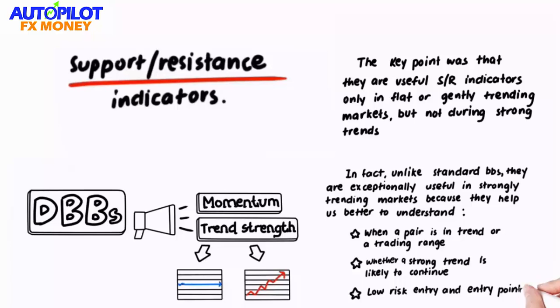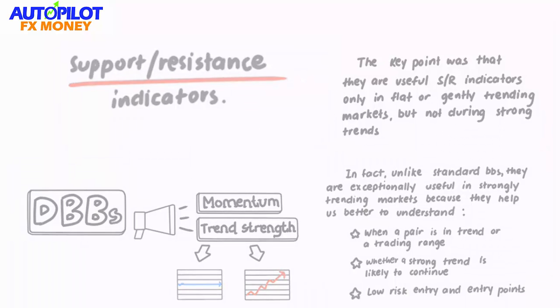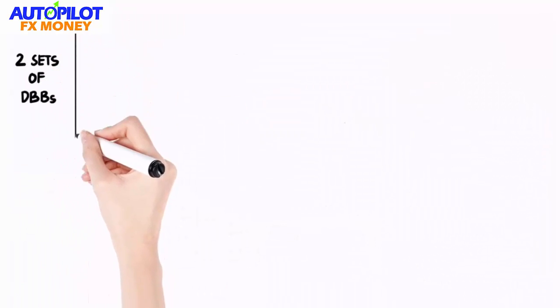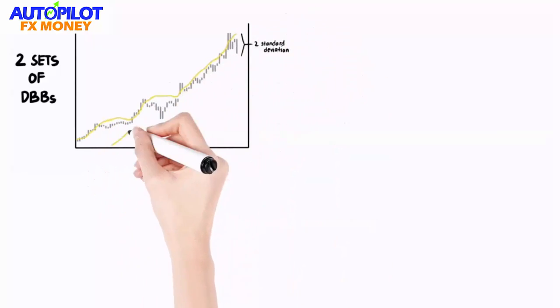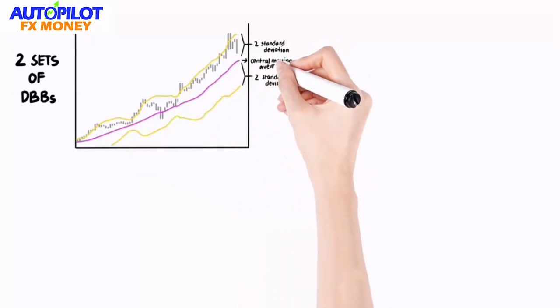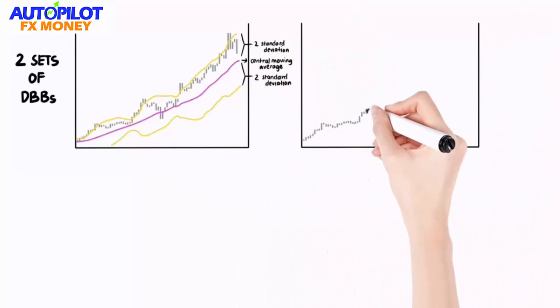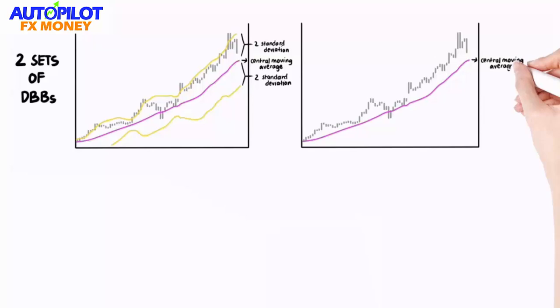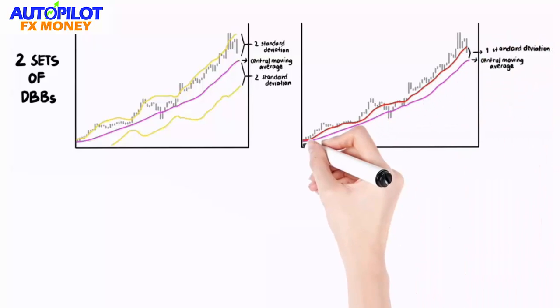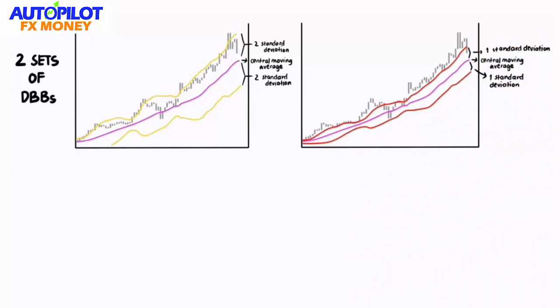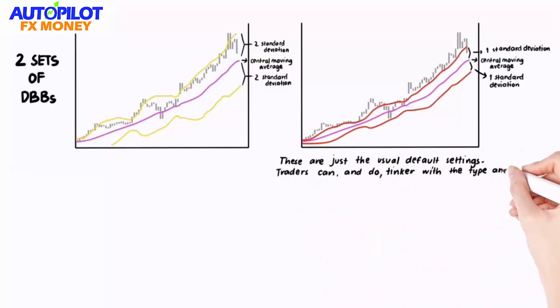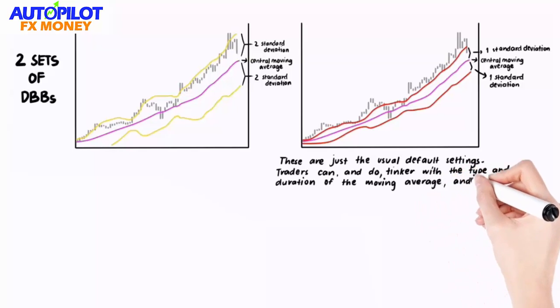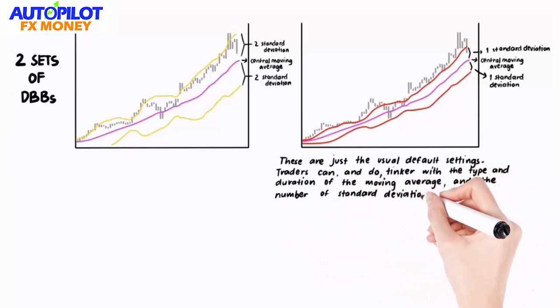and low-risk entry and exit points. As the name suggests, DBBs consist of two sets of BBs. A set of BBs at the usual two standard deviation distance above and below the 20-period simple moving average line in the middle. A second set of BBs plotted just one standard deviation above and below that central moving average. These are just the usual default settings. Traders can and do tinker with the type and duration of the moving average and the number of standard deviations.